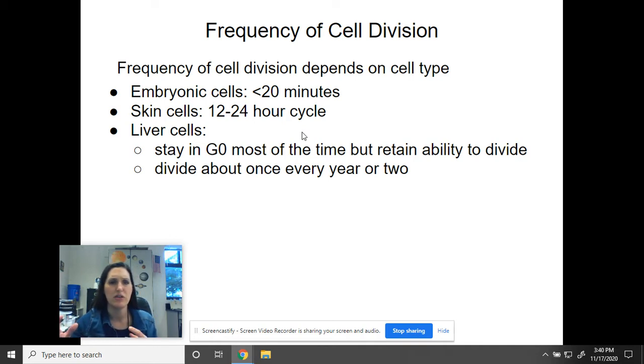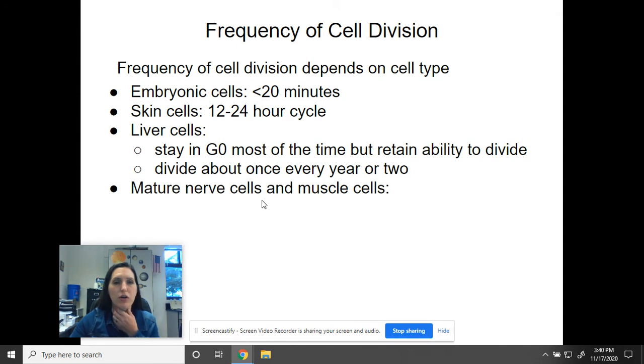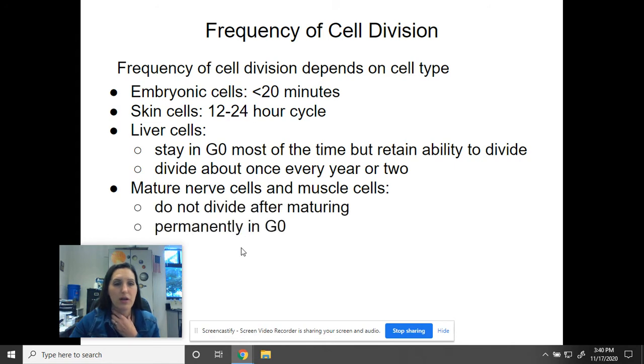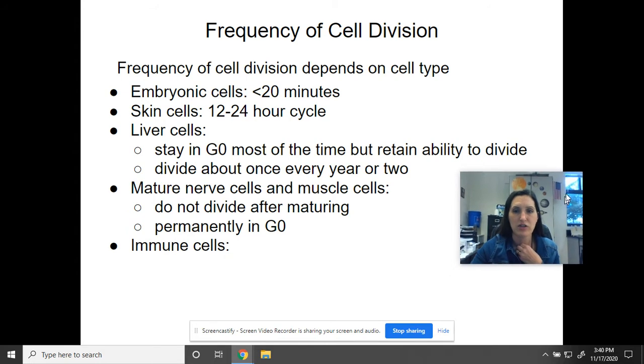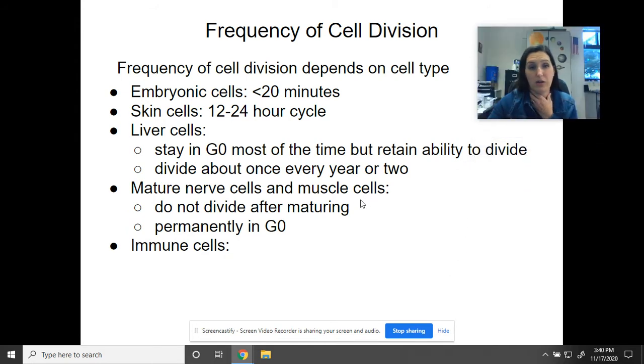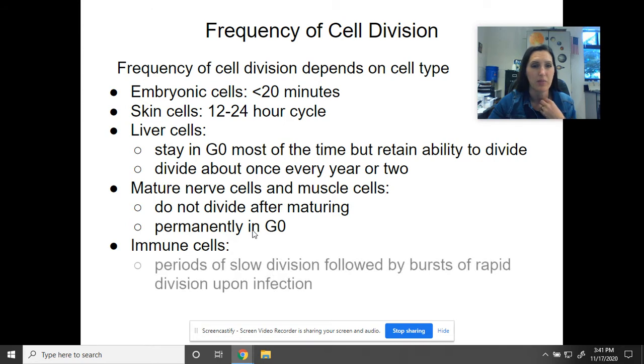Your liver cells stay in G0. Remember, G0 is where they're not going into S phase. They stay there, but they have the ability to turn on and make a new cell. So they will go into the S phase when they need to. About every 2 years, your liver turns over a new set of cells. Mature nerve cells and muscle cells don't divide after maturing. Sometimes they stay permanently in G0 phase, where they're not going into the S phase, especially our nerve cells. Muscle cells, maybe after maturing. That's why it's important for us to build muscle when we're younger, so that when we get older, we are pulling from that muscle, or at least maintaining that muscle.